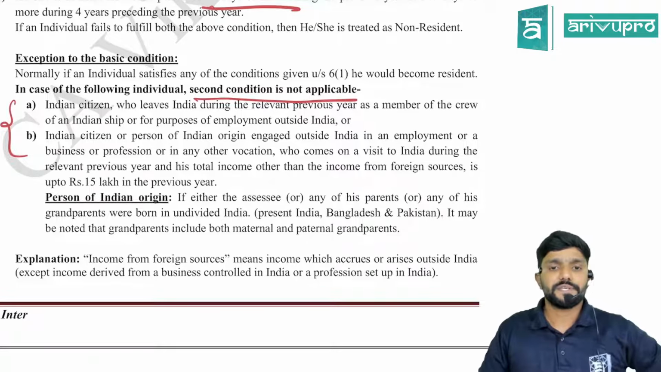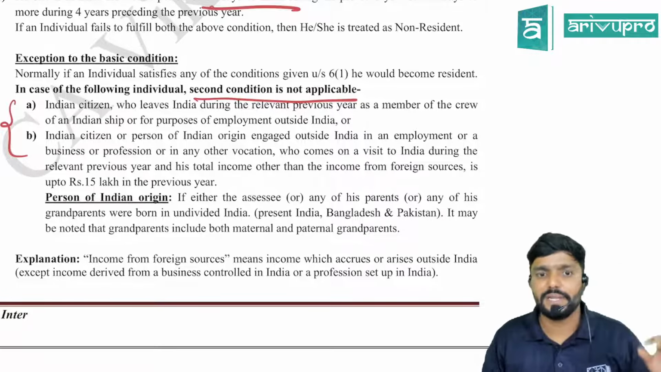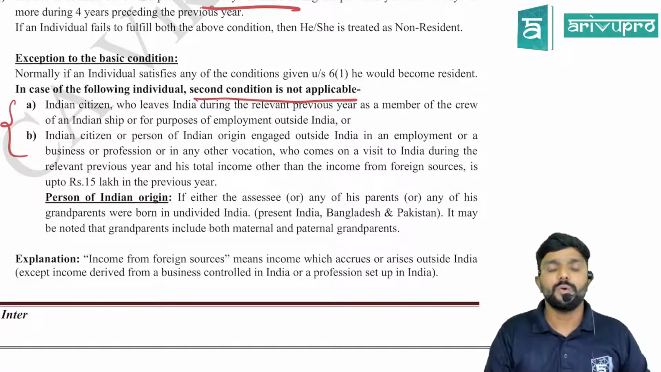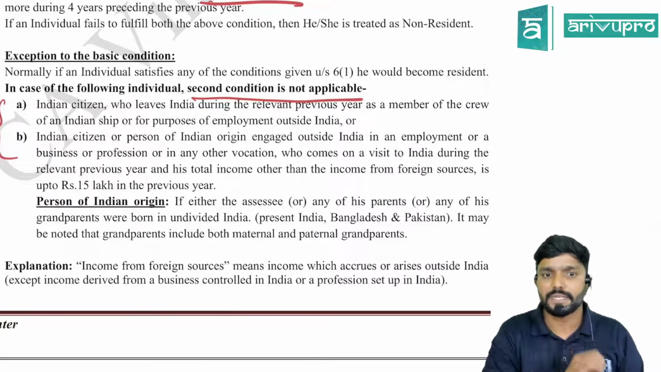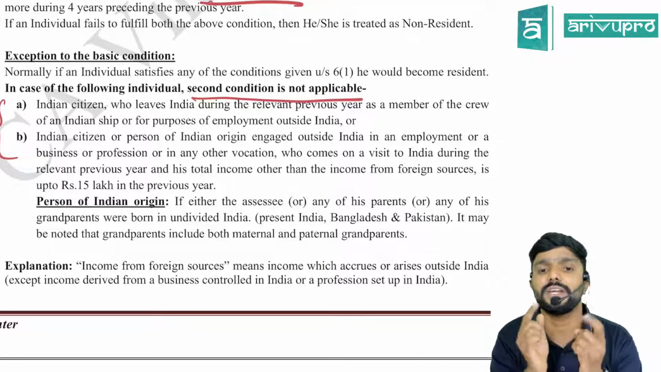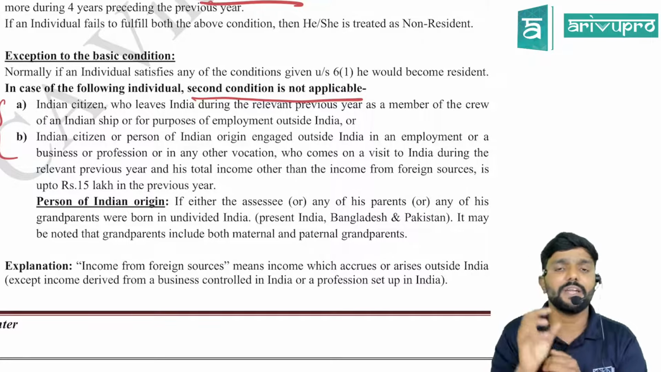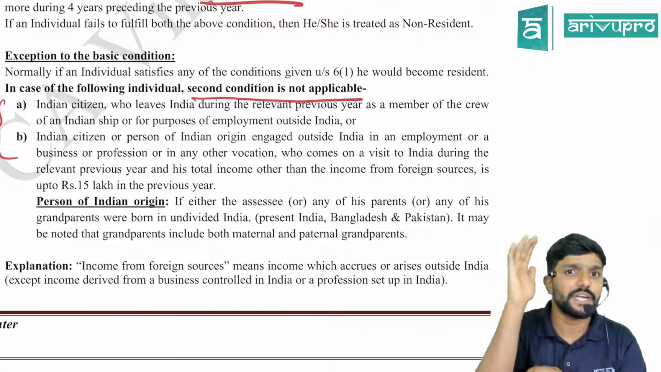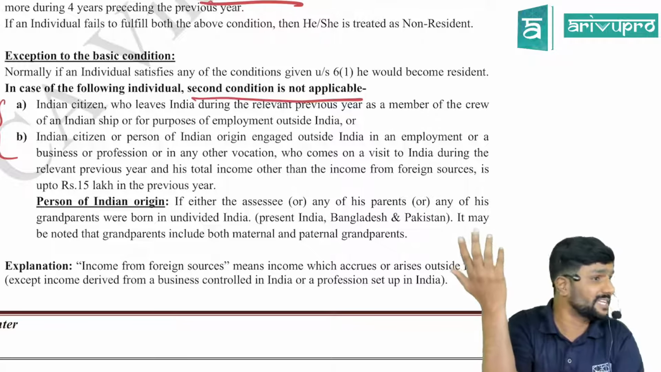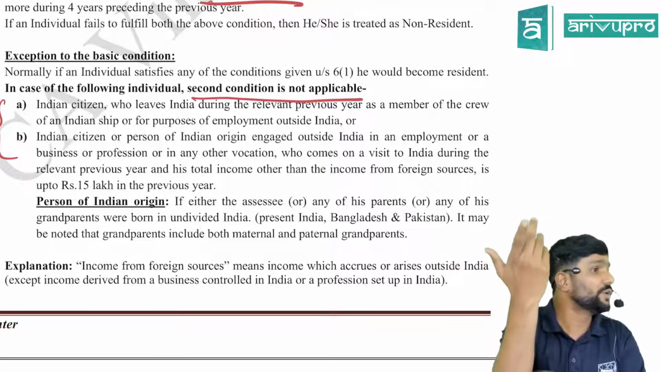What is this exception, sir? Indian citizen. Please observe the word: all the conditions have to be satisfied. Who is that individual? An Indian citizen who leaves India during when? The previous year. What is the relevant previous year for you? 23, 24. As a member, wherever you see previous year, please connect it to yourself. In the law, they have not mentioned the year because every year they cannot change it. But you have to connect to your previous year.